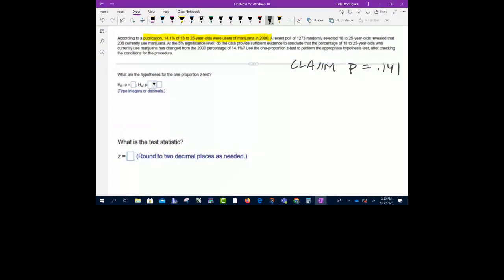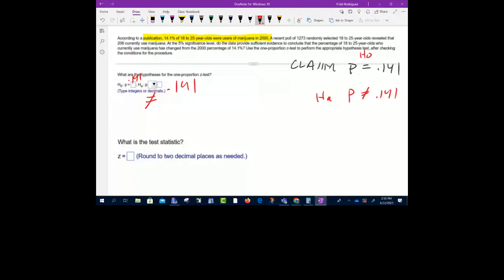Because that's going to be my, okay. Now, is that my Ha or is that my H0? That's the H0. So my Ha would be that it's not. So right here, we're going to say 0.141, and the Ha is that P is not equal to 0.141. Okay.